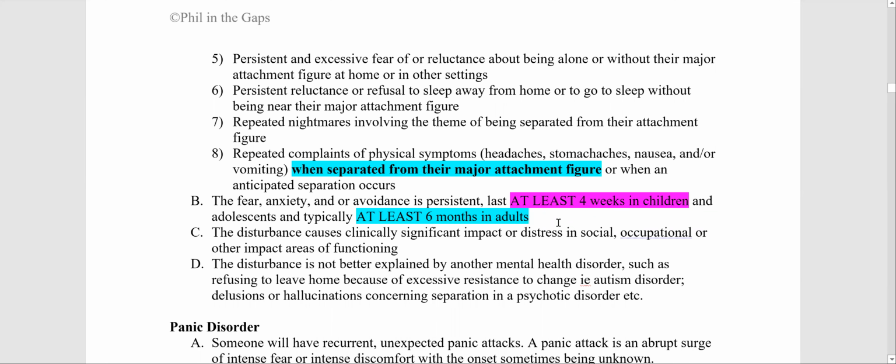The disturbance causes clinically significant distress or impairment in social, occupational, or other important areas of functioning in the person's life. The disturbance is not better explained by another mental health disorder, such as refusing to leave home because of excessive resistance to change in autism spectrum disorder, or delusions or hallucinations concerning separation in a psychotic disorder, etc. So kind of ruling out and making sure that it's not associated with another mental health disorder or the physiological effects of a medical condition and/or the intoxication or withdrawal of a substance.